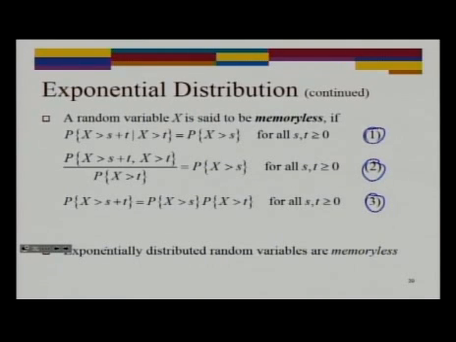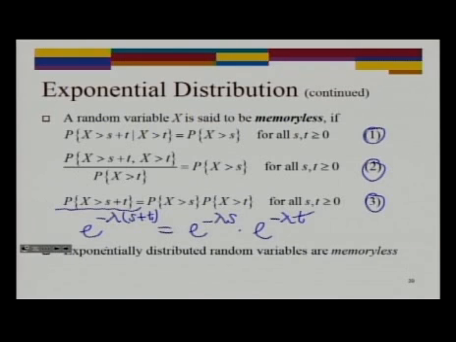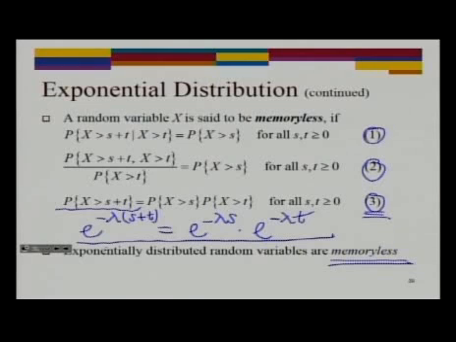Okay? So this part can be expressed as e to the minus lambda (s plus t) equals e to the minus lambda s times e to the minus lambda t. Okay? Because equation number 3 is satisfied when X is exponentially distributed like this. So we may conclude that an exponentially distributed random variable has the memoryless property. Okay? So keep in mind that this is a very important property.